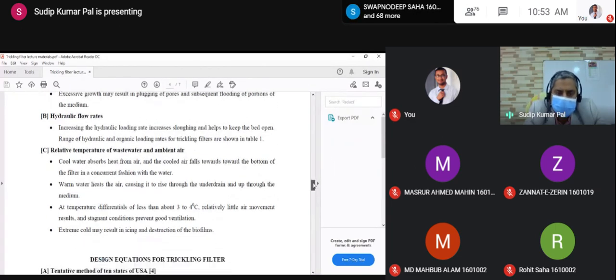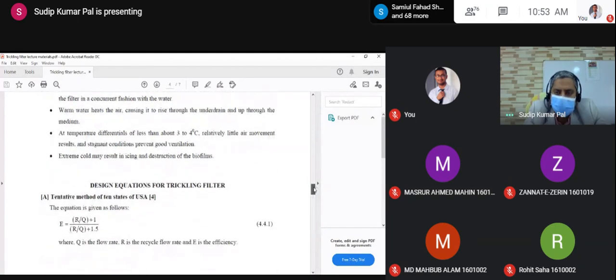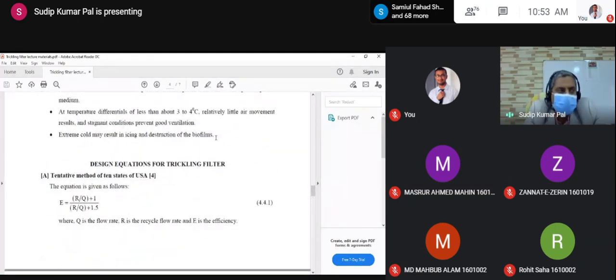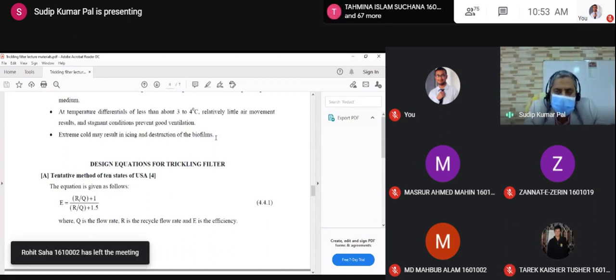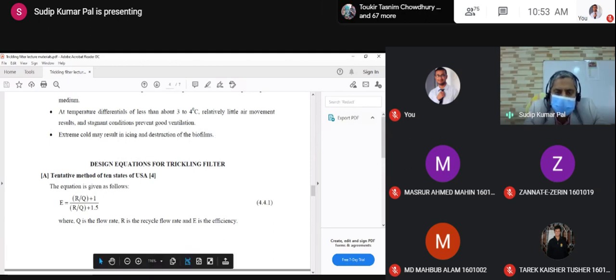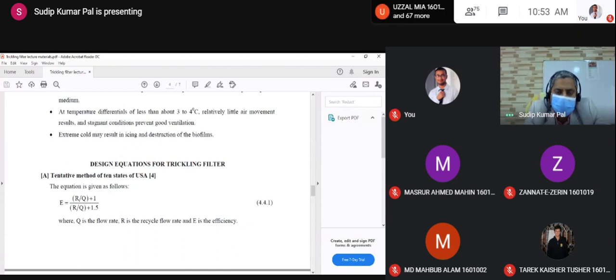Extreme cold may result in icing and destruction of the biofilm, which is also difficult. That is one of the difficulties of having a trickling filter in a cold country region. Cold countries basically use the activated sludge system, obviously. They do not have to have the trickling filter or waste stabilization pond, and there is a chance of temperature going below zero and keeping things frozen. In that case, it's very difficult to survive.